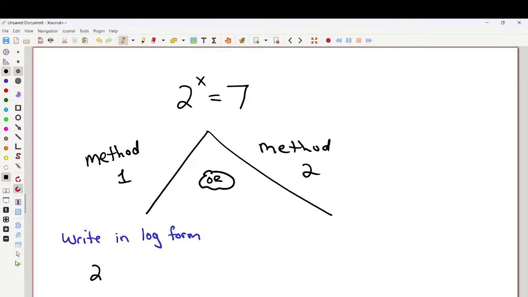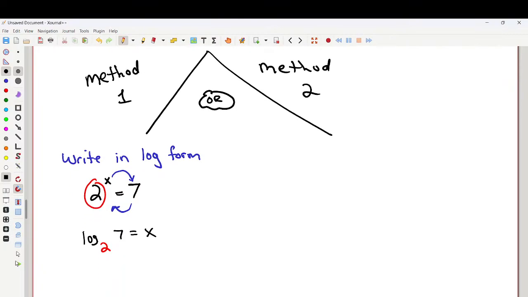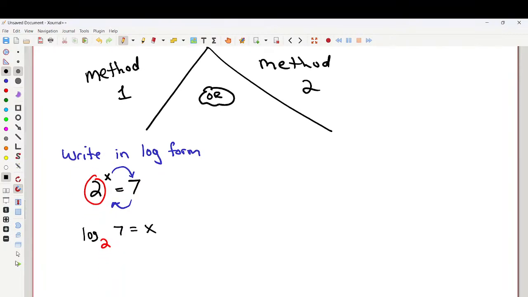Remember I said you keep your base and change these things. So we get the base 2 logarithm of 7 is x. And that's what that algebra is all about. Boom, solve for x. We did it. Just like that. Yeah, that's it. Write it in log form and be done. And then probably smack it in a calculator.